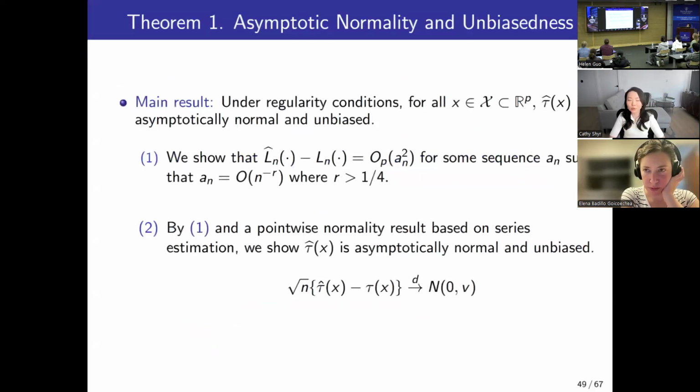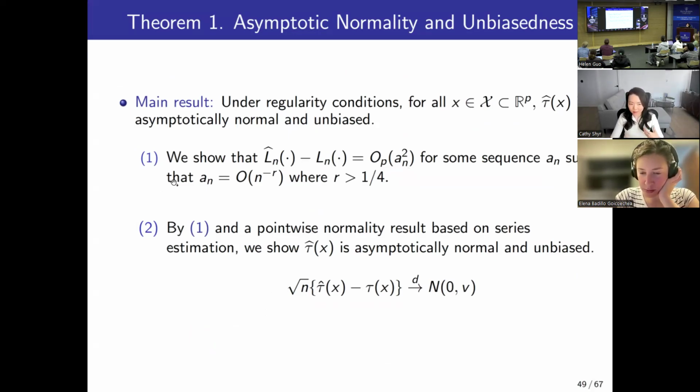So for the theoretical analysis, there are 2 key results. The first is that under regularity conditions, the multi-study R-learner estimator is asymptotically normal and unbiased. And we can show this in two steps. The first step is that we can show that the difference between L-hat, again, this is the plug-in multi-study R-loss, and the Oracle multi-study R-loss is diminishing at a relatively fast rate as n goes to infinity.